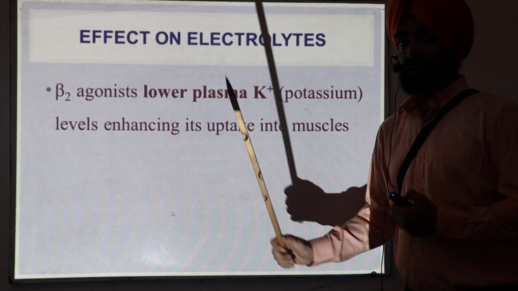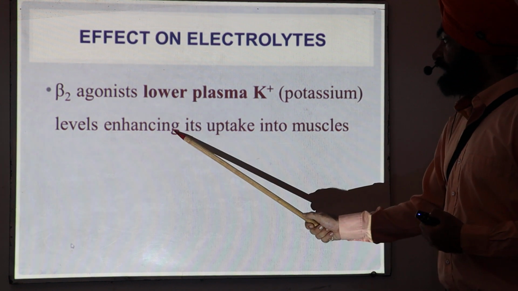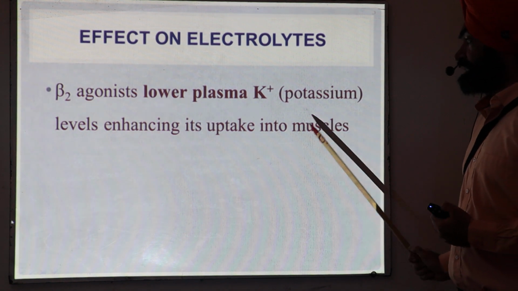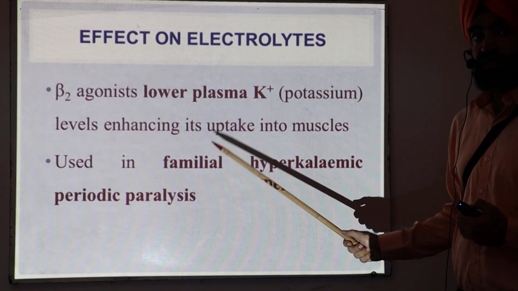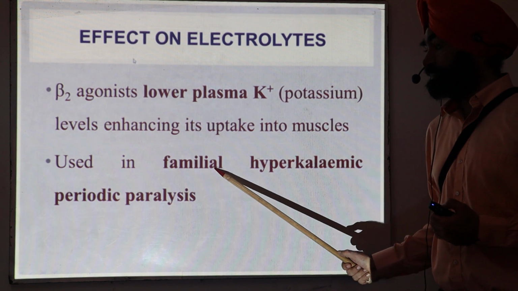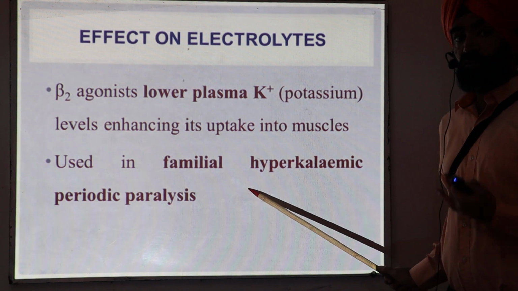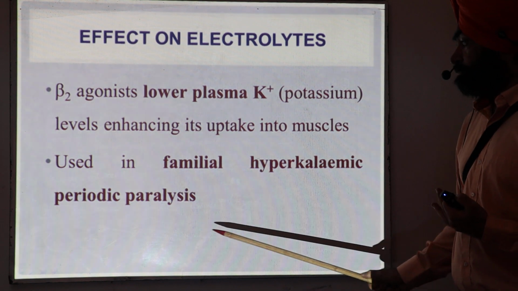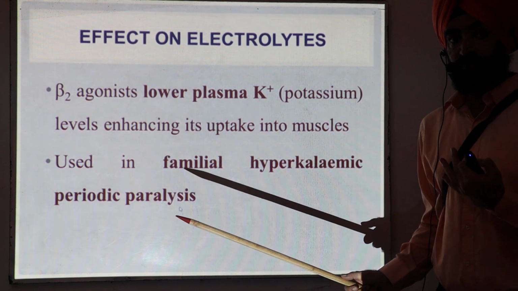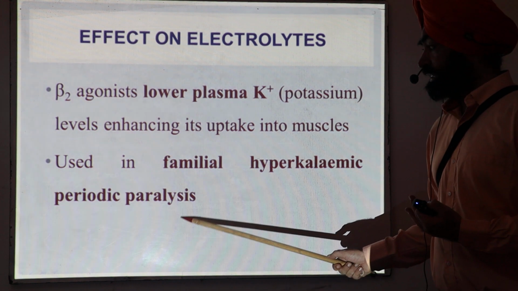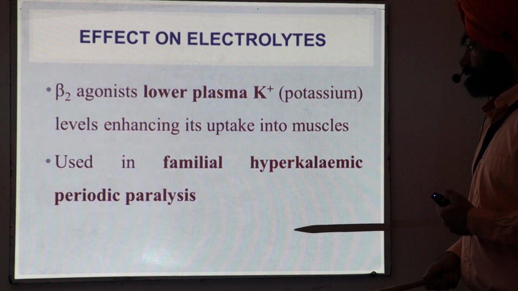Now, the effect on electrolytes. If you give beta 2 agonists, they decrease the plasma potassium levels. They enhance the uptake of potassium ions into the muscles. Where can this effect be used? In persons suffering from familial hyperkalemic periodic paralysis, a disease that runs in families, where genetics is involved. A very large amount of potassium is present in the plasma, and as a result there is paralysis. In this condition, beta 2 agonists can be used because they decrease the potassium levels.